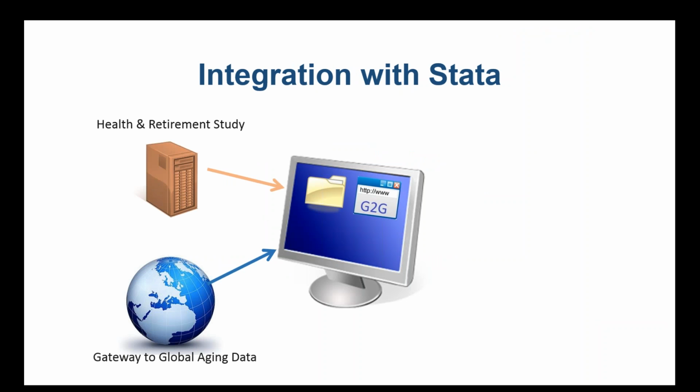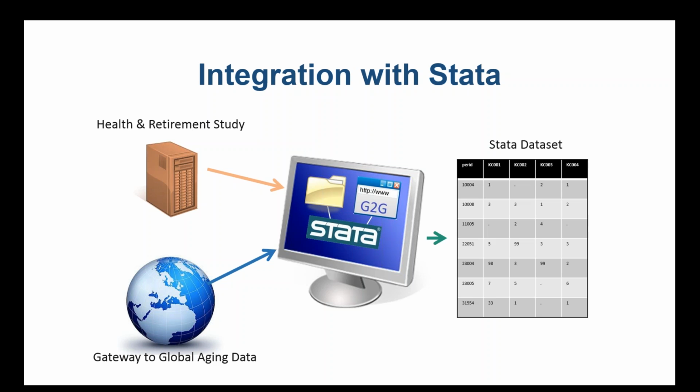And then you use our site, the Gateway to Global Aging Data, to find whatever survey items you're interested in using the HRS data for. And then using Stata, which, if you're not familiar, is a statistical analysis package similar to SAS or SPSS, or R in some cases, we will generate a Stata data set for you.